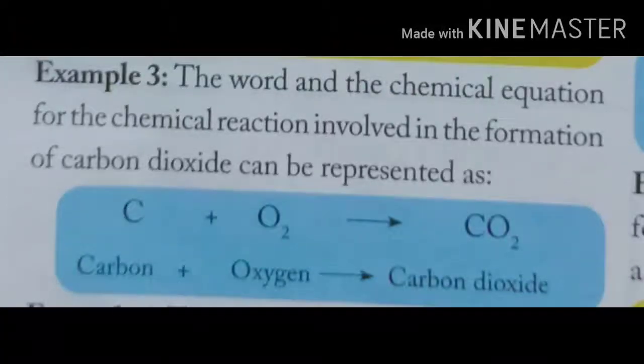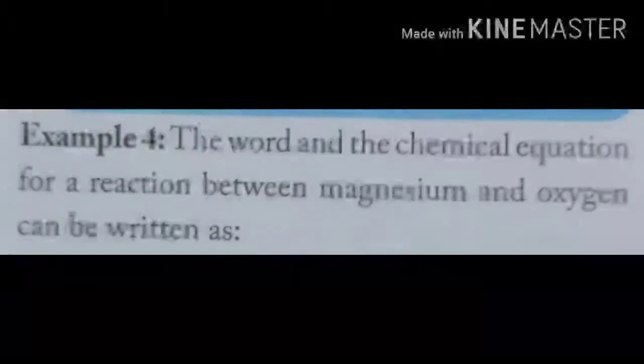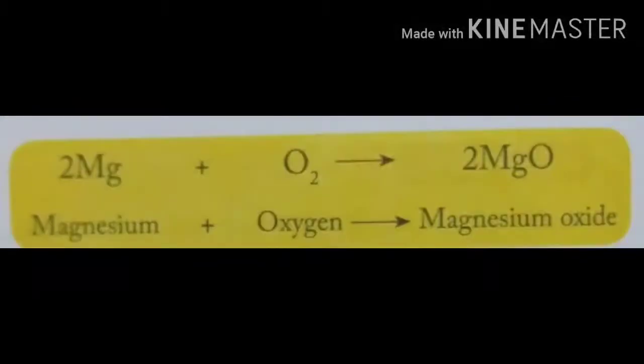And example 4, the word and chemical equation for the reaction between magnesium and oxygen. Both magnesium and oxygen are the reactants and the product is magnesium oxide: 2Mg plus O2 gives 2MgO. That is the example. Here Mg and O2 are the reactants and 2MgO is the product.